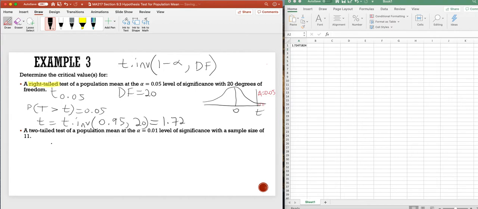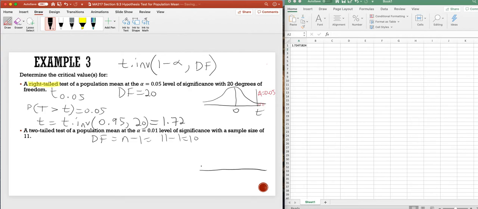Likewise, for a two-tailed test of a population mean at the 1% level of significance with a sample size of 11. First and foremost, since this is a sample size of 11, the degree of freedom, which takes the sample size minus 1, will be 11 minus 1, or 10.